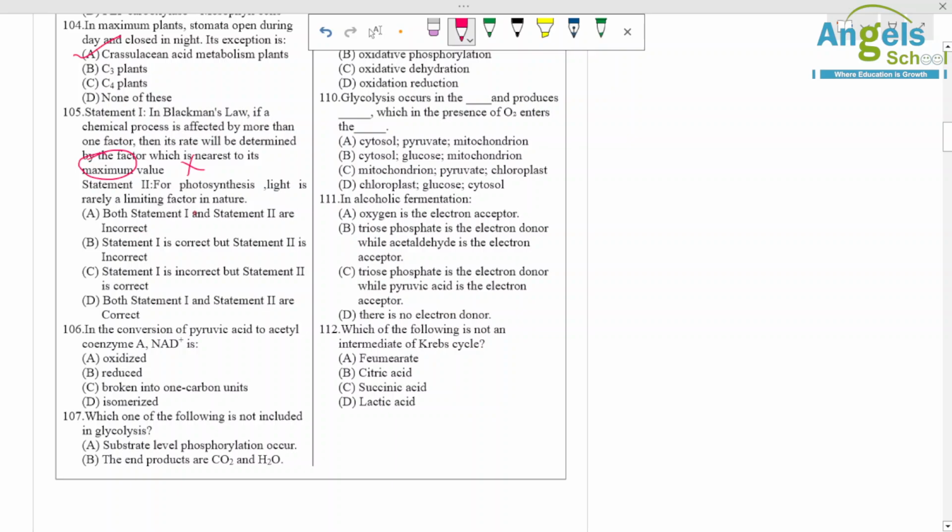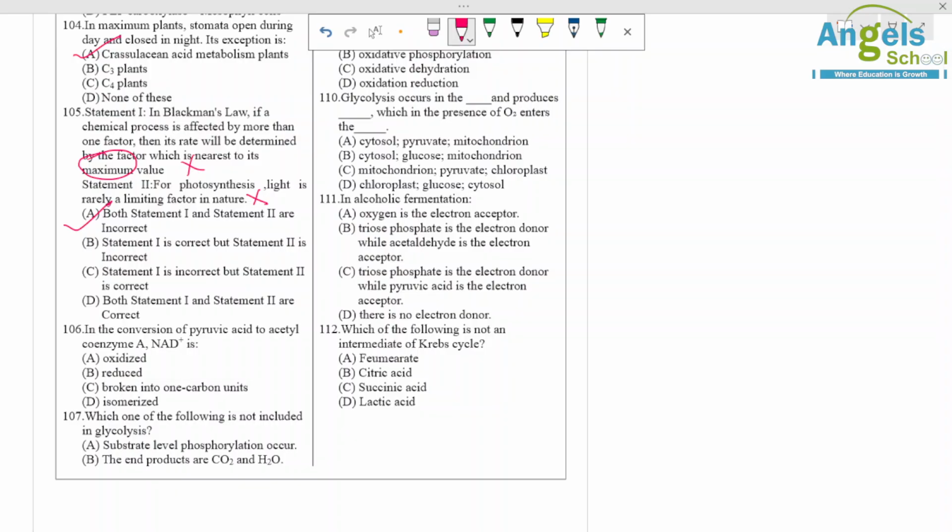And statement 2, for photosynthesis, light is rarely a limiting factor in nature, but when canopy structure is present, then light can be a limiting factor. So this statement is also wrong. So both A and B are incorrect. So option 1 is the right answer.